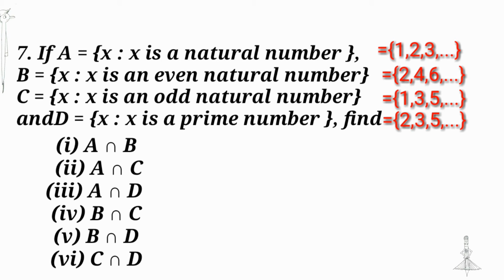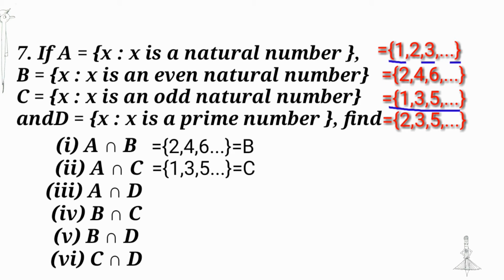We know A is equal to {1, 2, 3, 4, 5, etc.} and B is equal to {2, 4, 6, 8, etc.}. Therefore, A intersection B is equal to set B. A intersection C, odd natural numbers. A intersection D is equal to set of prime numbers. Next, B intersection C. No common elements are present in set of even natural numbers and odd natural numbers. So, B intersection C is equal to null event.